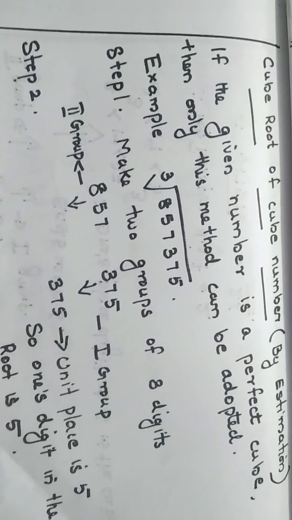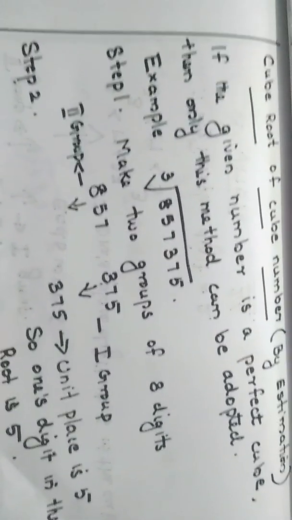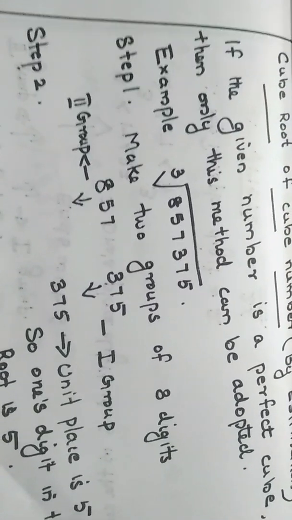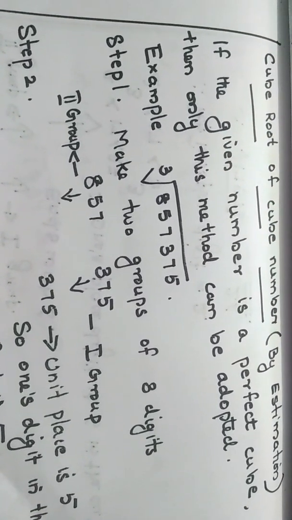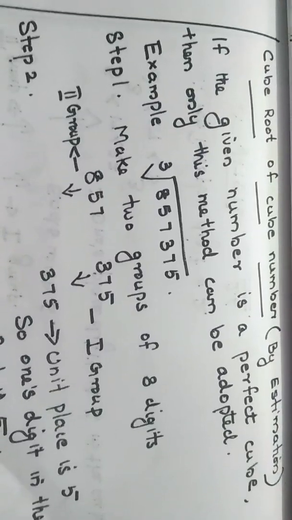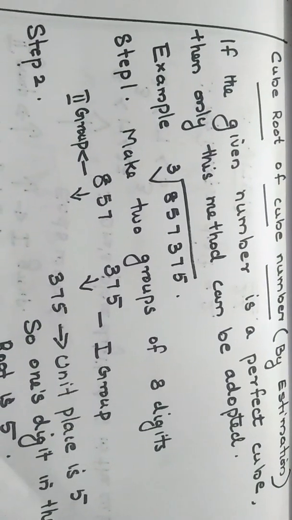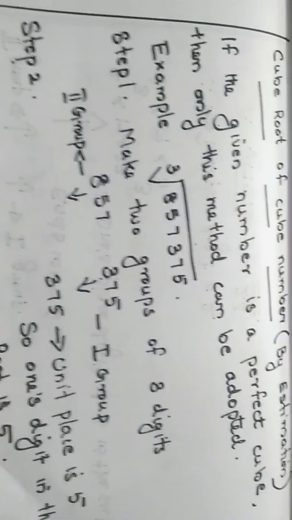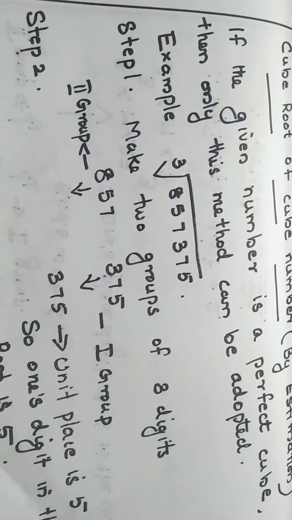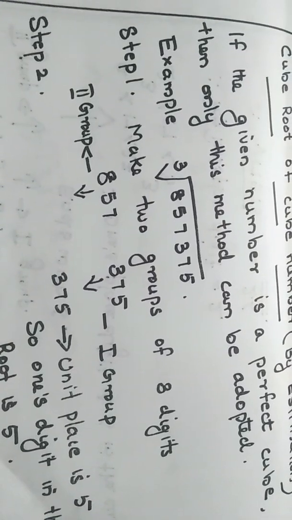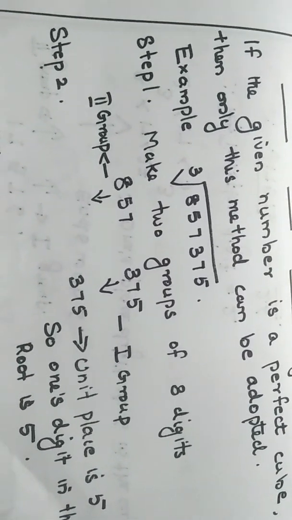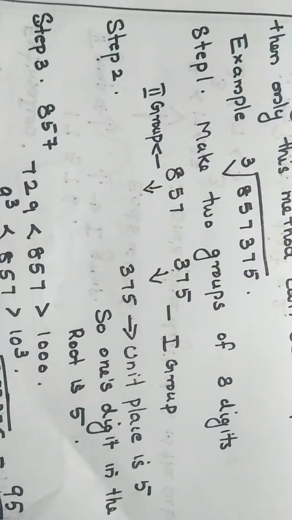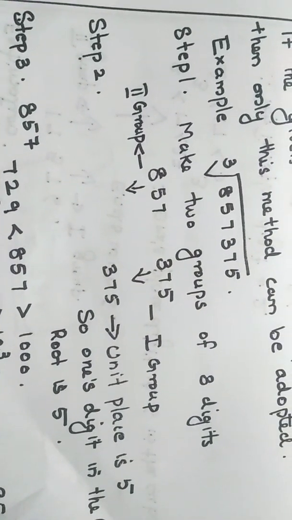That is cube root of cube number by estimation. By prime factorization method, we calculated the cube root of cube number. Here by the method of estimation or by guessing, you can find the cube root of the number. Here the steps are there. First step, we make the digits into groups.